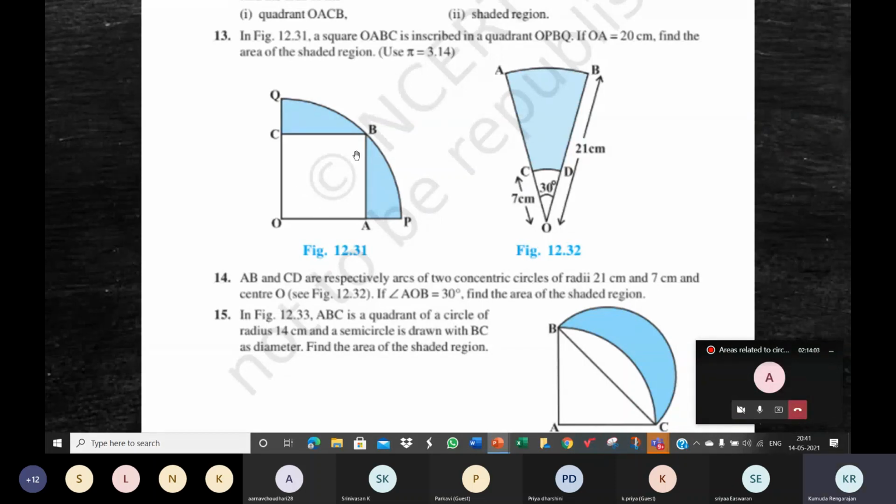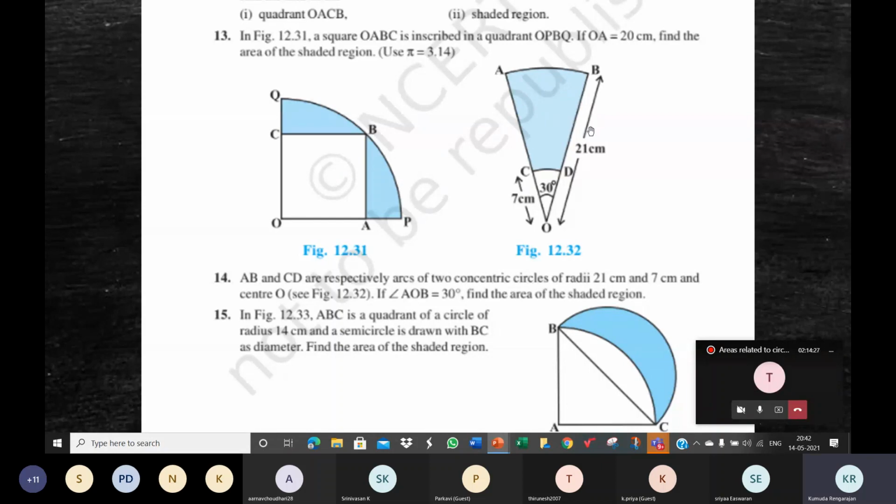Now, how do you find the area of the shaded region? Area of the quadrant minus the area of the square. All right, for the actual answers, I'll share the material. So this is the idea.